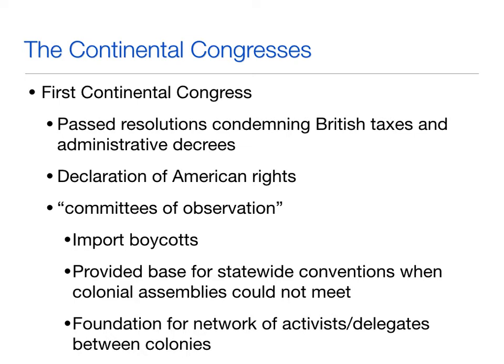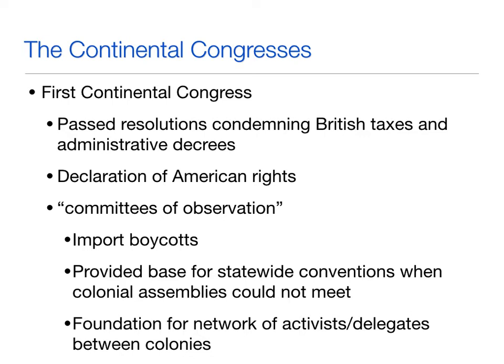This first Congress passed resolutions condemning these new British taxes and other administrative decrees. They declared a set of American rights, which was basically a reaction to having taxes imposed upon the colonies without their input or without any representation. And the First Continental Congress also formed committees of observation, which were tasked with boycotting British imports.